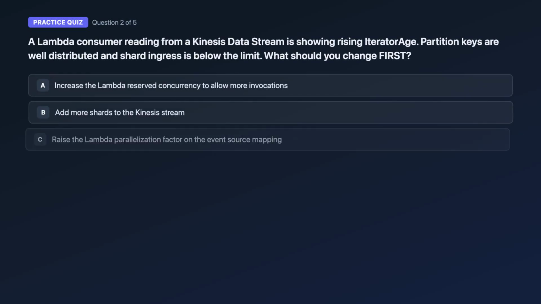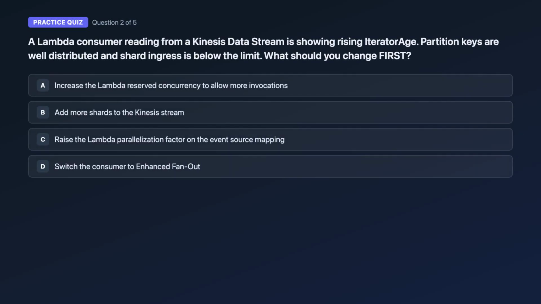Question 2. A Lambda consumer reading from a Kinesis data stream is showing rising IteratorAge. Partition keys are well distributed and shard ingress is below the limit. What should you change first? Is it A, increase the Lambda reserved concurrency to allow more invocations? B, add more shards to the Kinesis stream? C, raise the Lambda parallelization factor on the event source mapping? Or D, switch the consumer to enhanced fan-out?